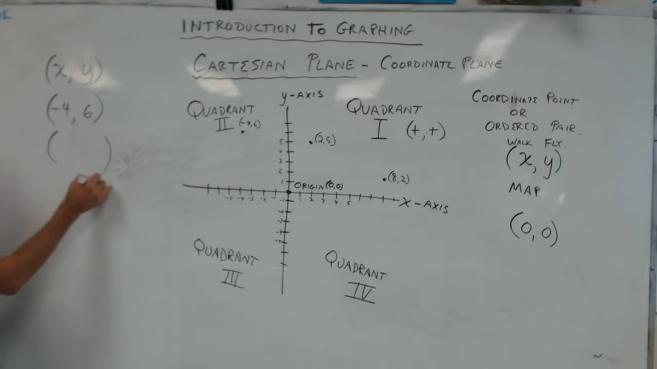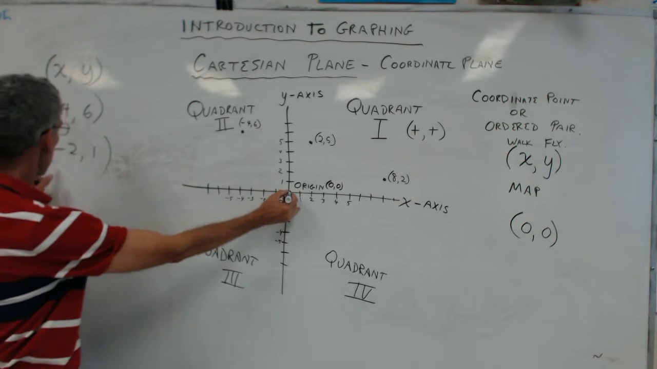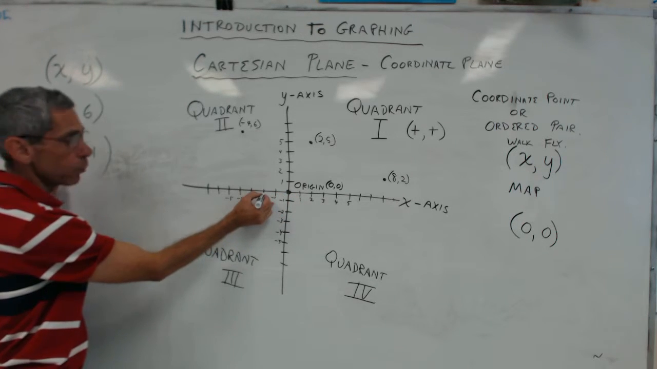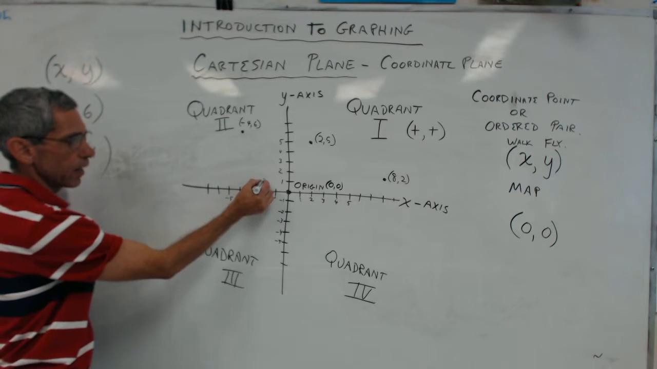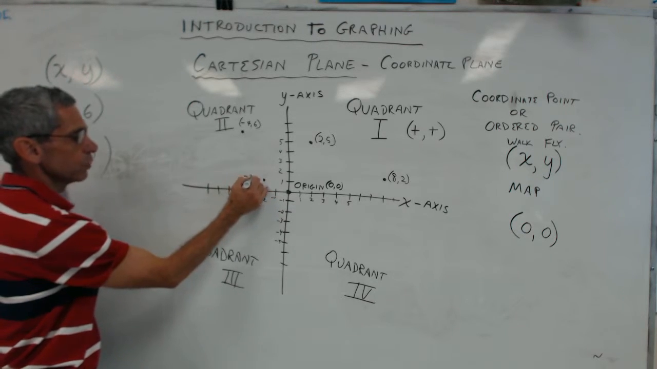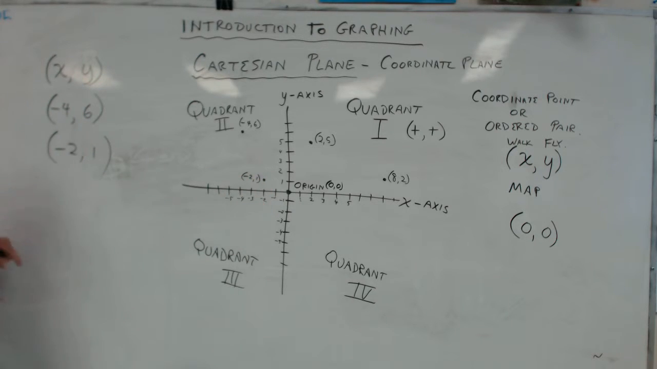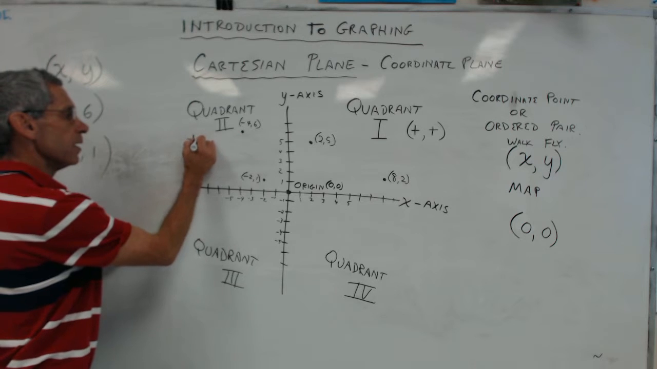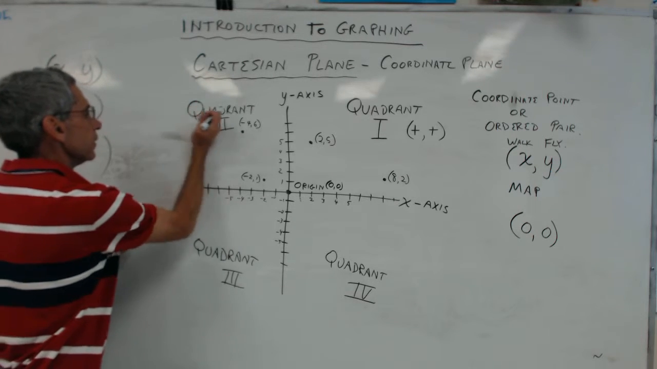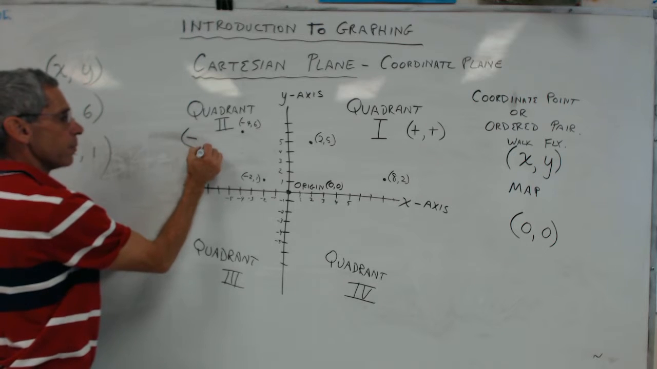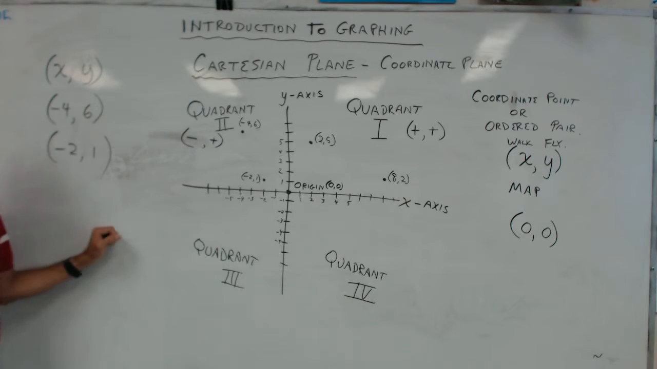We'll do one more in this quadrant. How about -2, 1? Start at 0, 0. I go -2, and I go up 1 because 1 is positive. Up 1, put a dot. So that's -2, 1. In this case, my x's are negative. So in order to be in quadrant 2, I'm going to have to have a negative x, comma, and a positive y. Does that make sense? Johnny, do you see that? Make sense? Okay.